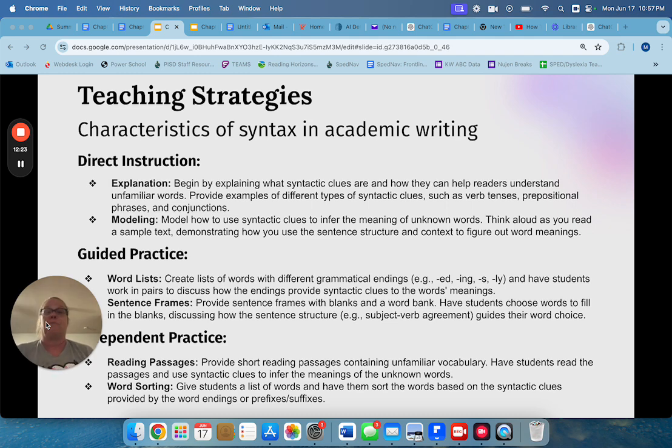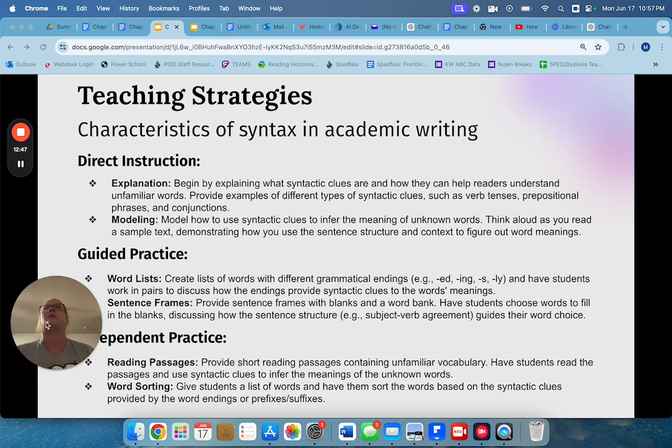Then you also have modeling, and we all use modeling a lot, and it's basically where you're going to model the use of that syntactic clue to infer the meaning by thinking aloud while reading. And when you're doing this, you may use a small reading passage, and maybe there's a larger word in there that you may know, but the kids don't.